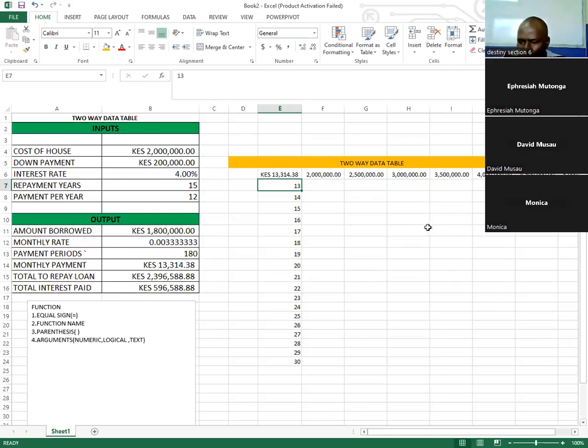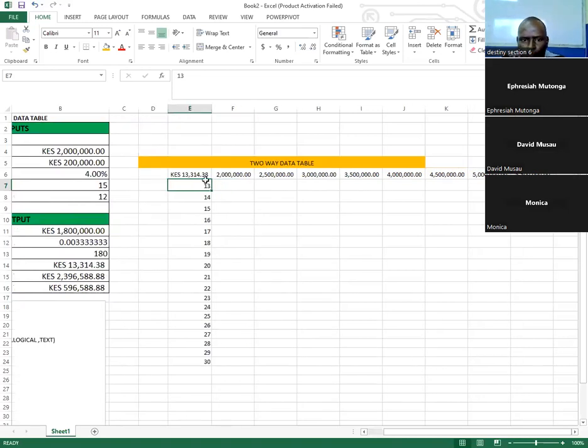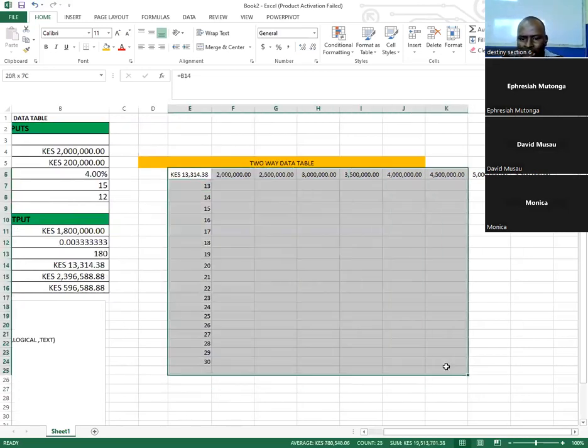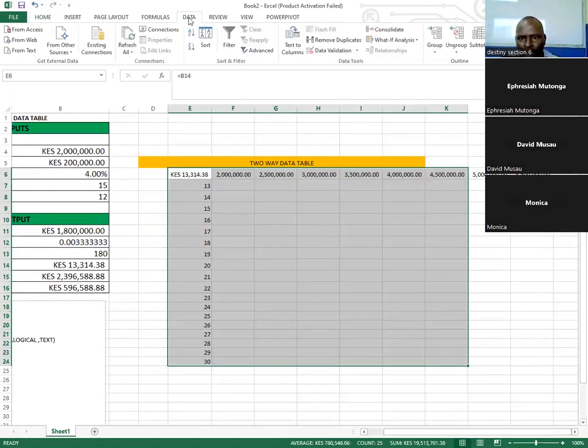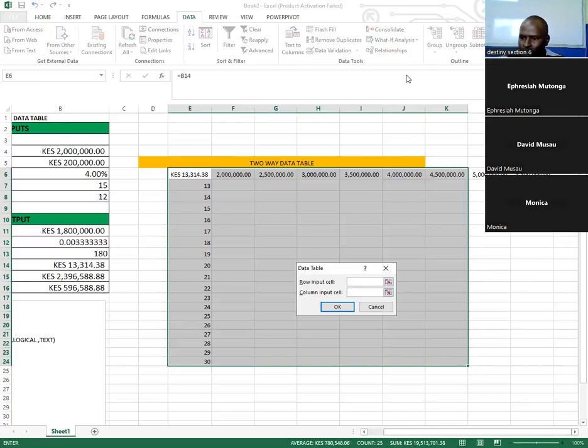Okay? So now what I will do here, I will simply highlight it like that. And then once I've highlighted, I come to the data, then what-if analysis, and then the data table. So all of us agreed that we will utilize both input cells in the two-way data table, not one, like is the case when we're handling the one variable data table.